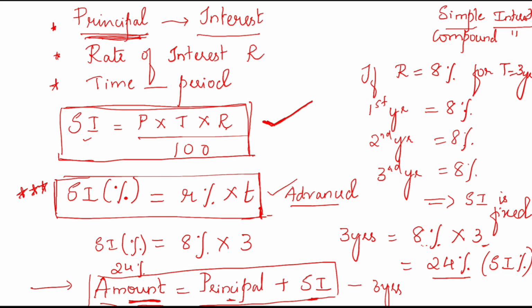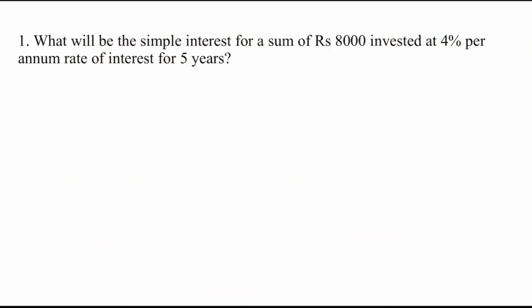So this much we need to know before starting the problems. Okay, and this is the concept I will be using to solve all the problems, and how this method will be easier than this we will see. Okay, so let us begin with the first problem. What will be the simple interest for a sum of rupees 8,000 invested at 4% per annum rate of interest for 5 years?